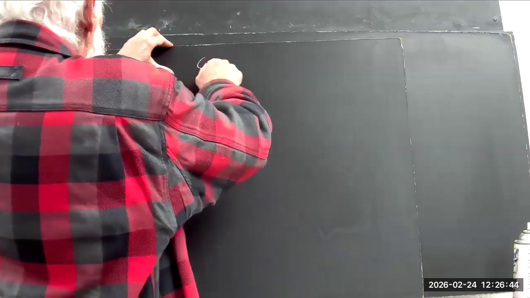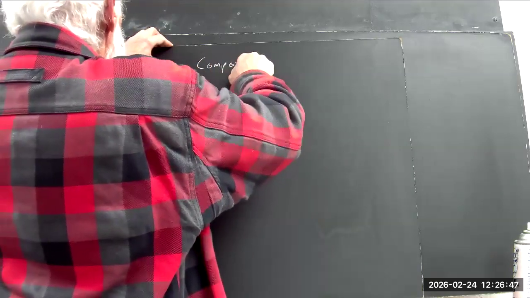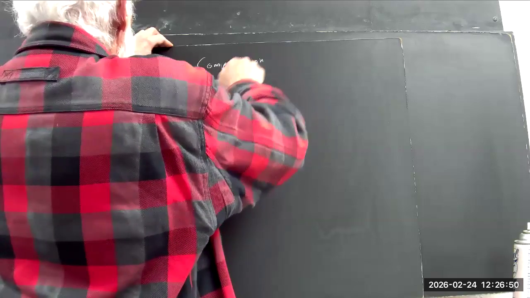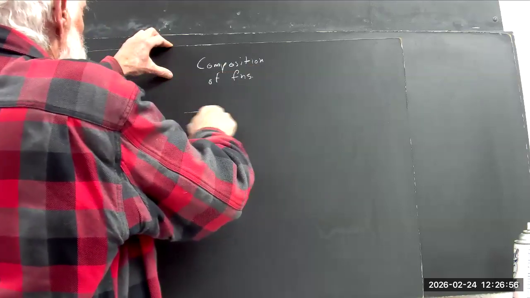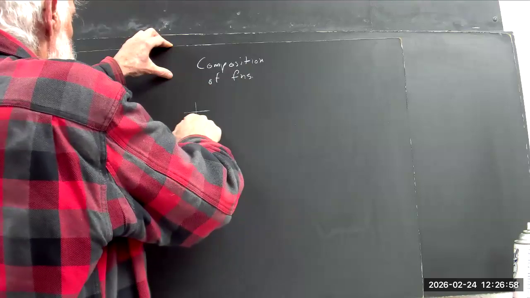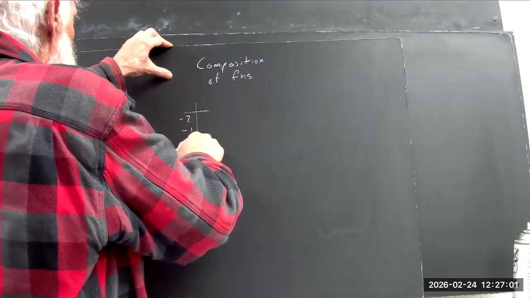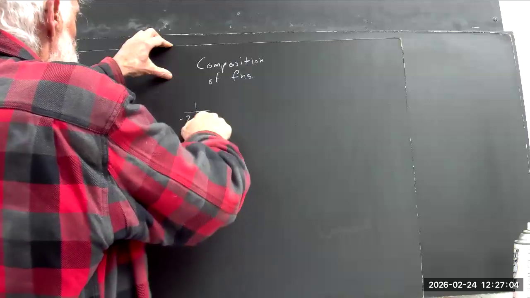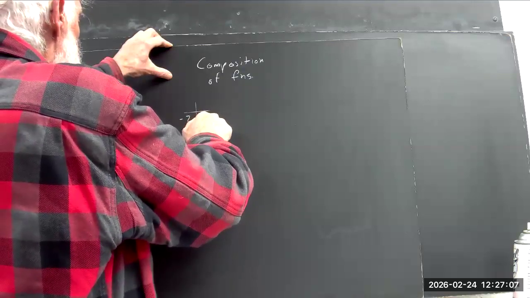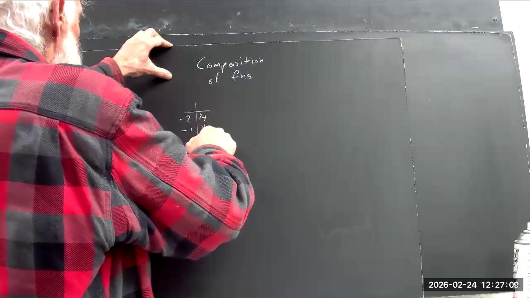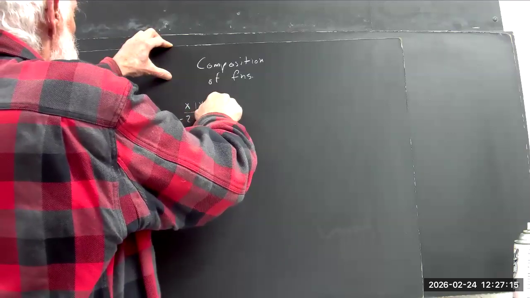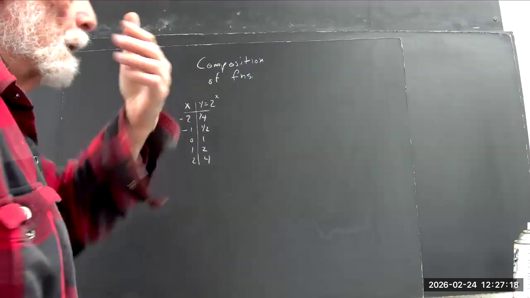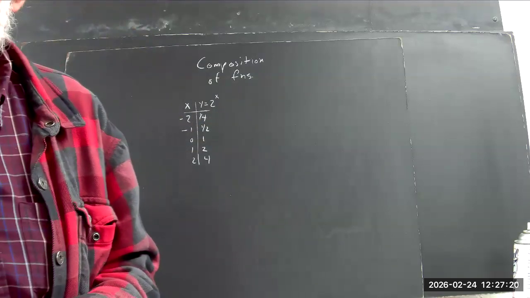Okay, let's just start. We're going to talk about compositional functions. I'm just going to start with two functions with familiar tables. There's your toolkit exponential function, y equals 2 to the x.